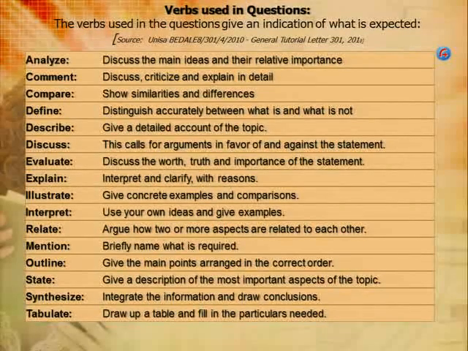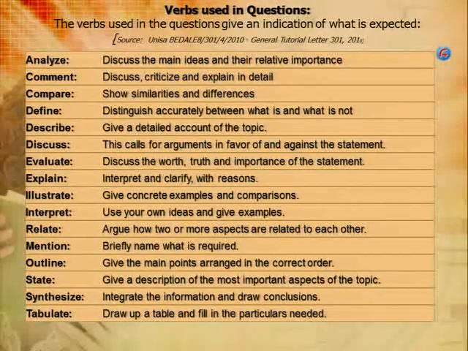Describe means you have to give detail. You have to include detail on an account. Discuss, that means you have to argue. And ultimately you have to say, do you agree or do you disagree with the statement? Evaluate goes to the worth. Do you believe in it? Is it important? Is it the truth?